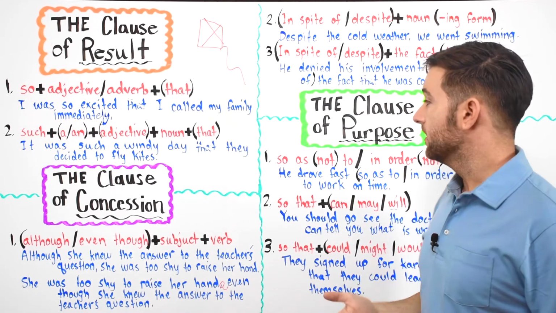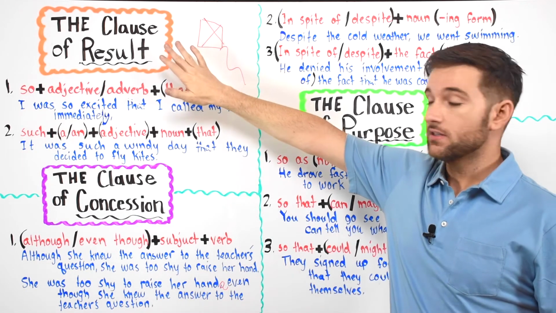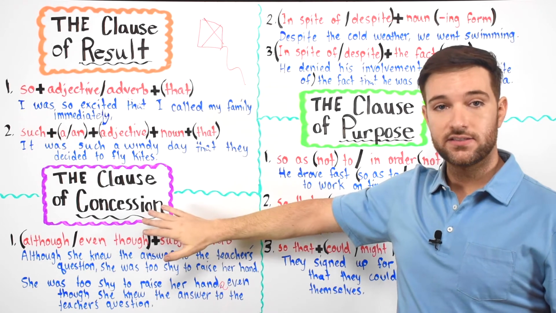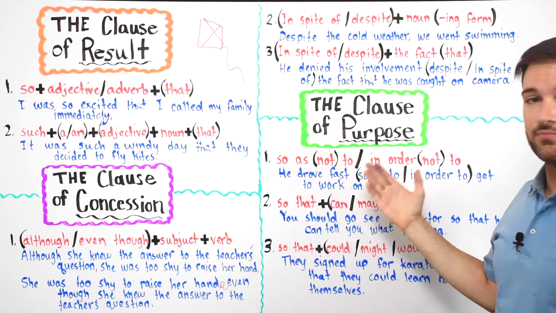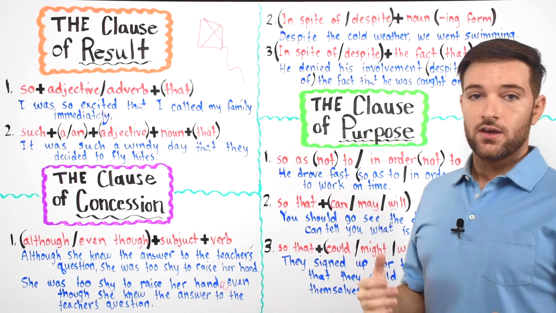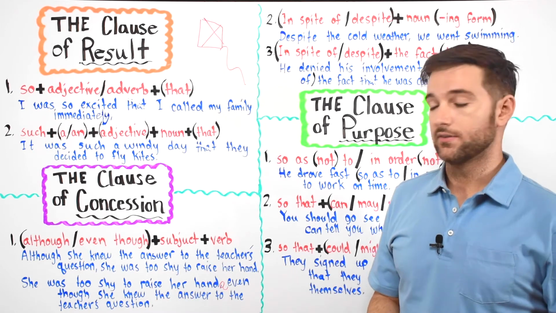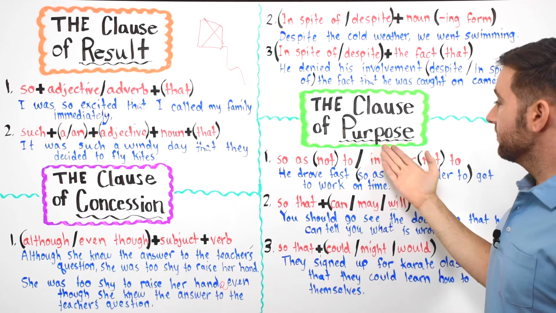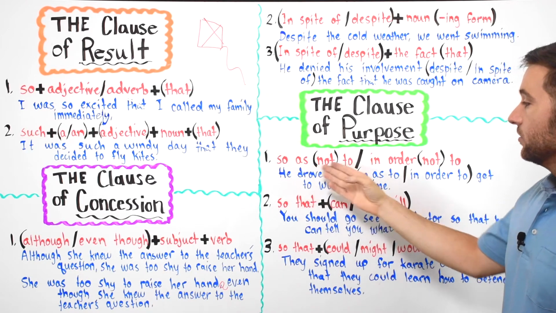All right, so okay guys, now that we've learned the clause of result and the clause of concession, let's learn the clause of purpose. The clause of purpose is used to show the purpose of an action. When we use the clause of purpose, the first form is to use so as to.